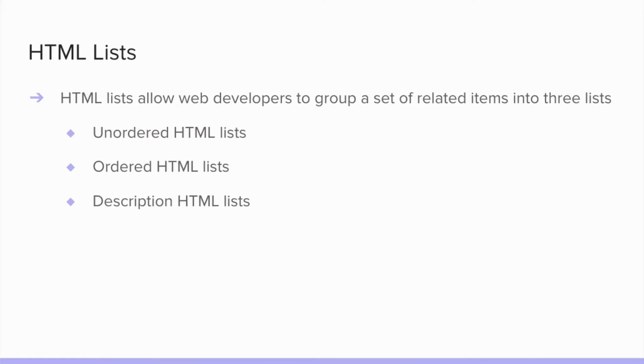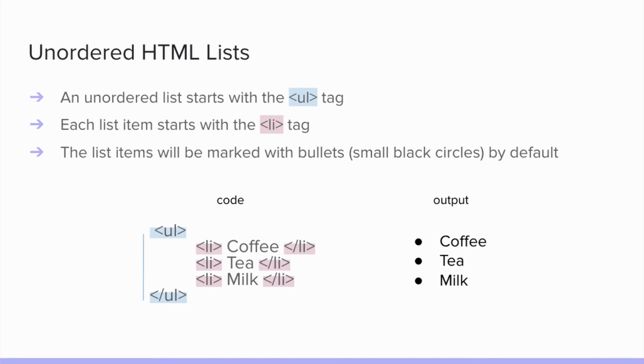HTML lists allow web developers to group a set of related items into 3 different types of lists. These lists are unordered lists, ordered lists, and description lists. Let's start with the unordered list, which is just bullet points. As shown in the example, an unordered list starts with the ul tag, and each bullet point or list item starts with the li tag.